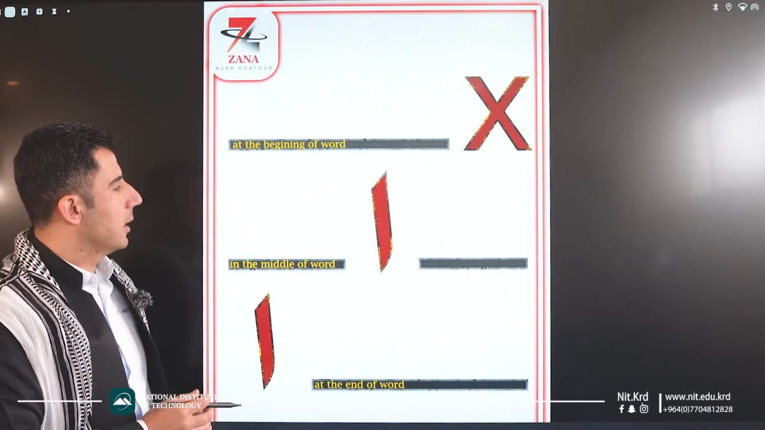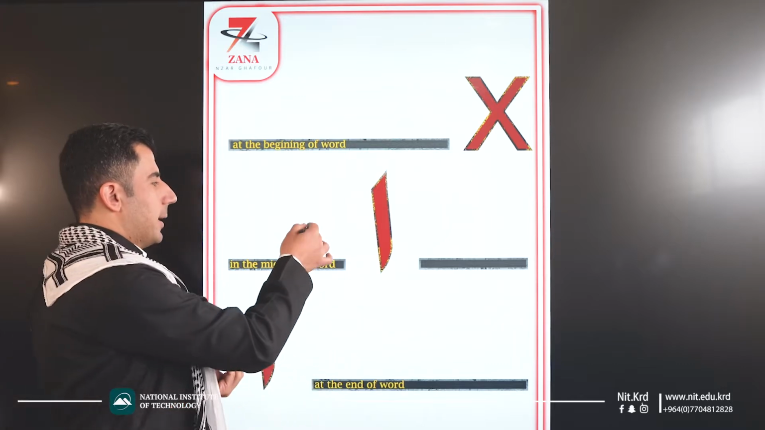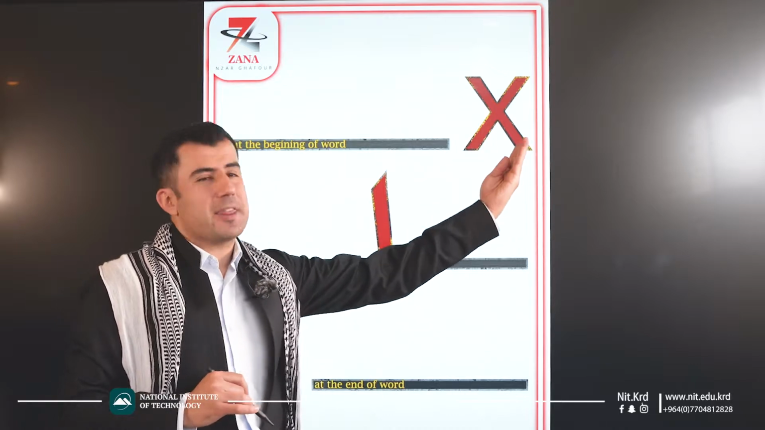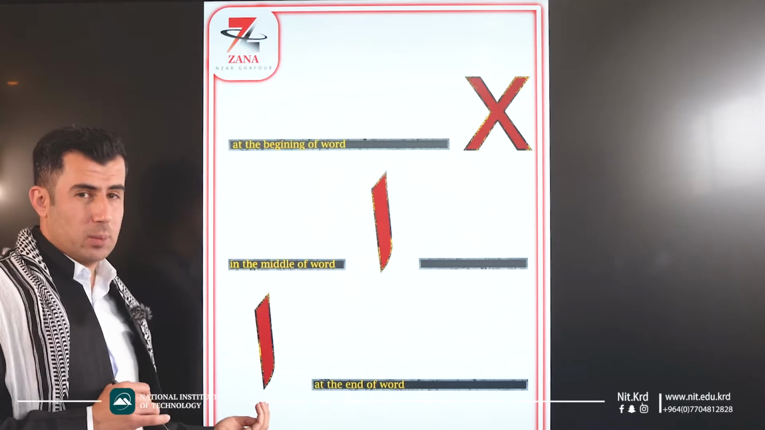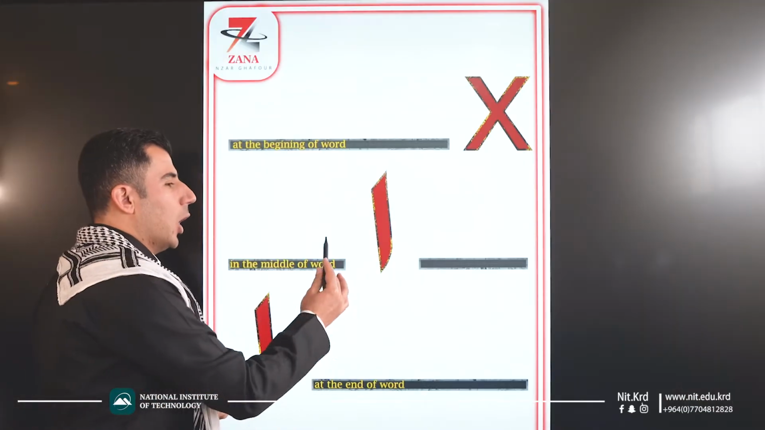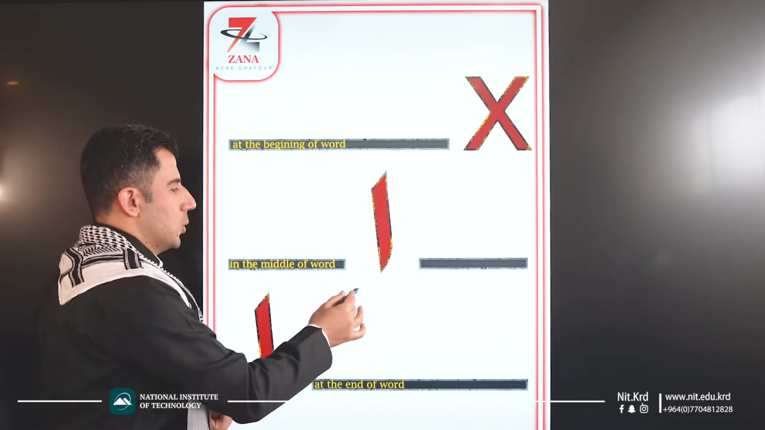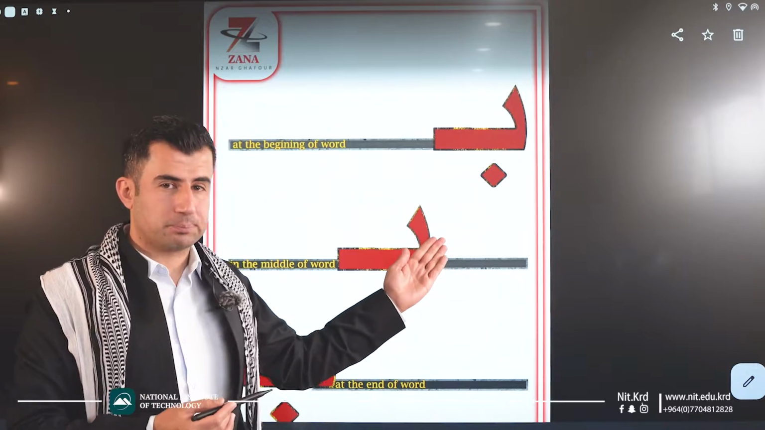Number 2, we have A. This is like A in English. We do not have this letter at the beginning, but we have it in the middle and at the end of the word. For example, if I write down ow, we have it in the middle and at the end. That's number 2.